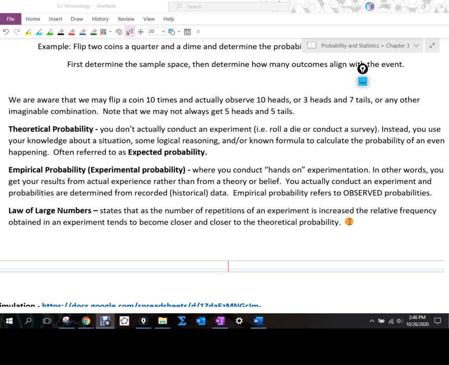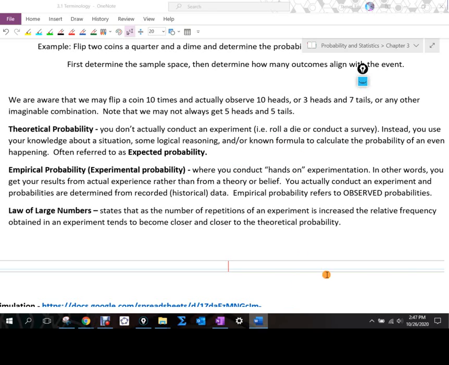That normal distribution. Okay, when we do an empirical probability situation, we actually run through the experiment. Our goal is to create our sample so that it is normally distributed, or as close to normally distributed as possible, so we can use that empirical rule that we learned in the last chapter to make predictions, to use that inferential statistics. It says when you conduct hands-on experimentation, in other words, you get your results from actual experience rather than from a theory or a belief, okay?